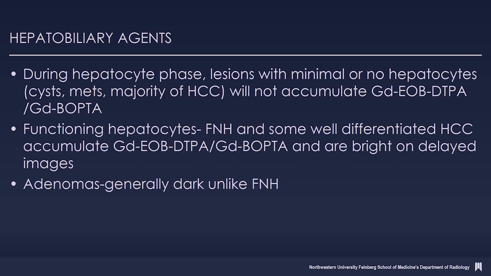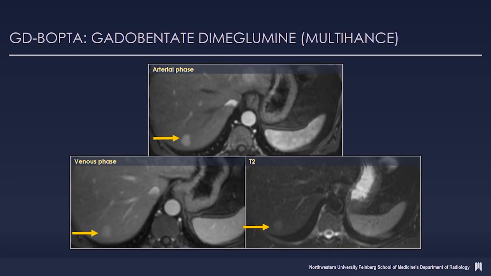In contrast, adenomas classically are dark, unlike FNHs, although occasionally there is some overlap. So here's an example. This is an older case where you could see it's hypervascular on the arterial phase. It fades. It's slightly bright on T2, so the question is, is this FNH? Is this a hemangioma? Or is this adenoma?